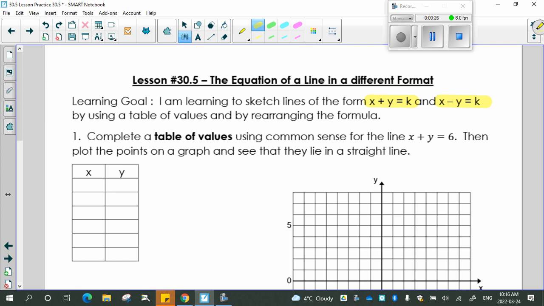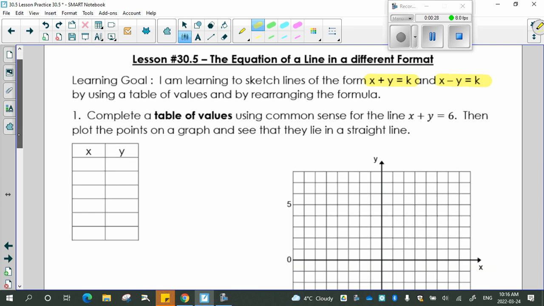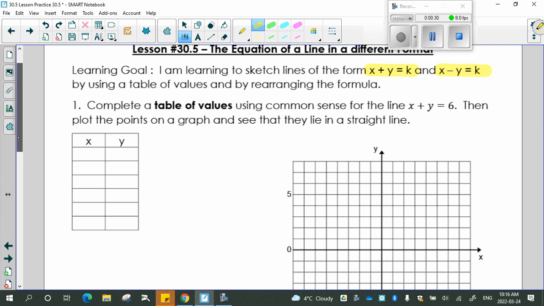And we're going to learn to do it by using a table of values. And rearranging the formula would be like a level 4. So if you can just get it using the table of values, you're fine. If you can rearrange the equation, that would be like a level 4. So you've got to touch on at least the table. Everybody good? All right, so I'm going to pause it for a second.